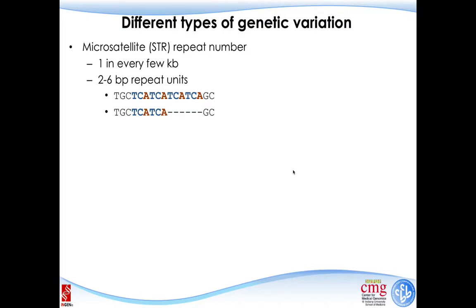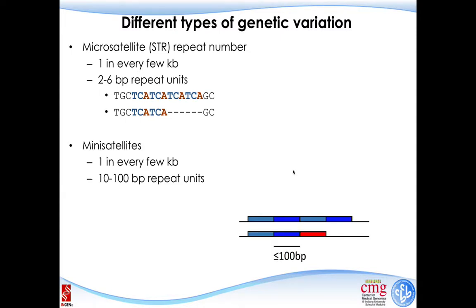The next type is called a microsatellite repeat, the third type of genetic variant. It happens once in every few 1,000 bases. The definition is 2 to 6 base repeat units. So you can see this one is TCA, TCA, TCA, TCA. In the reference genome, probably there are 4 copies, but in the donor genome, there are only 2 copies. So the number of repeats differs, and that is called a microsatellite.